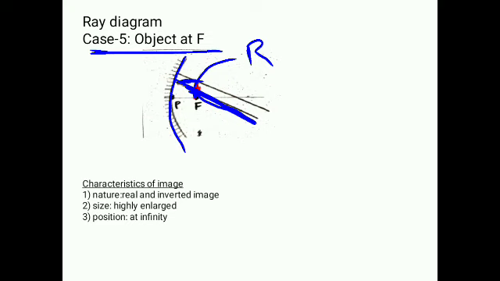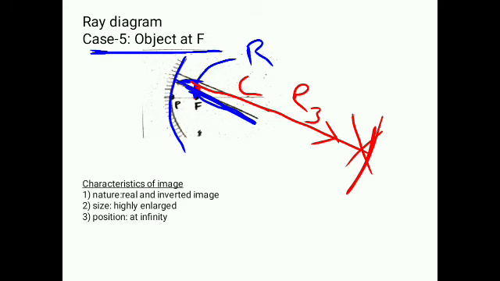The ray which is passing through center of curvature, after reflection it retraces its path, but there is no chance to reflect because there is no mirror. So R3 is not possible in this way. So we will make a small change.